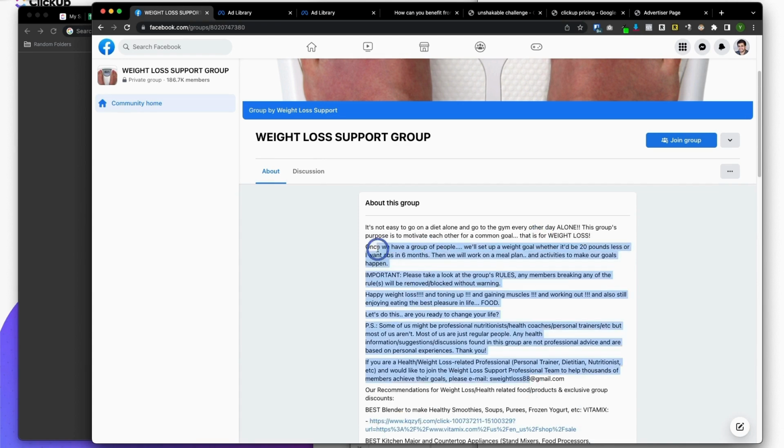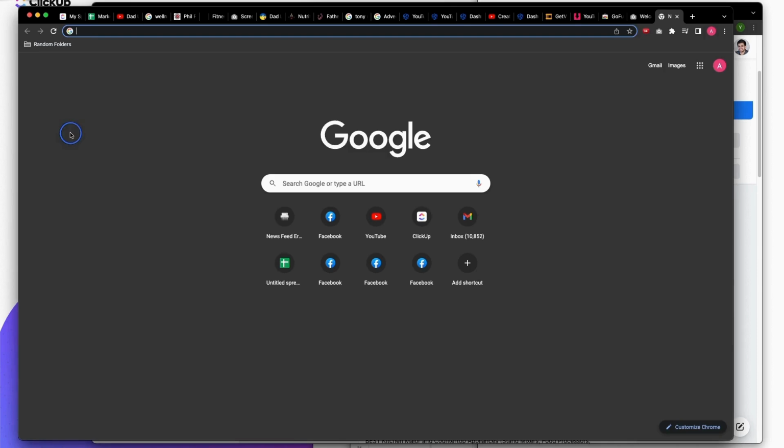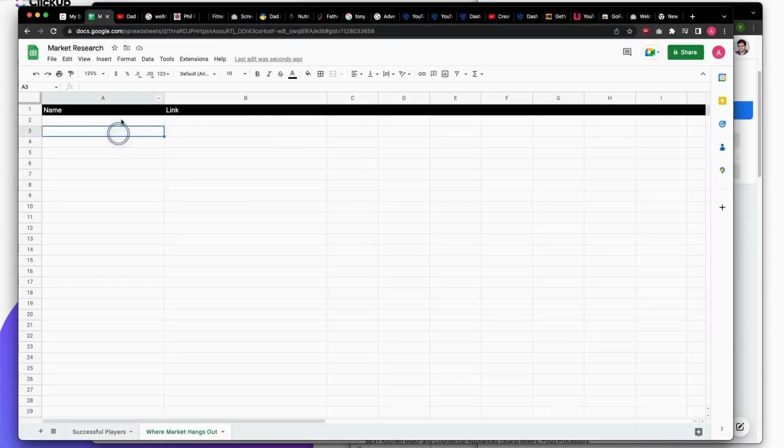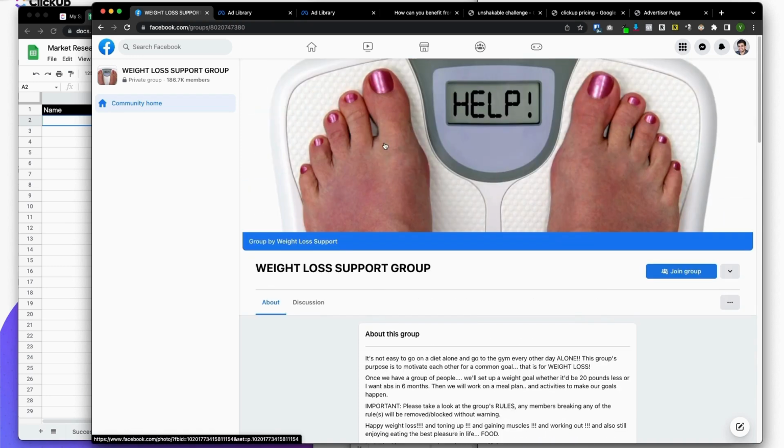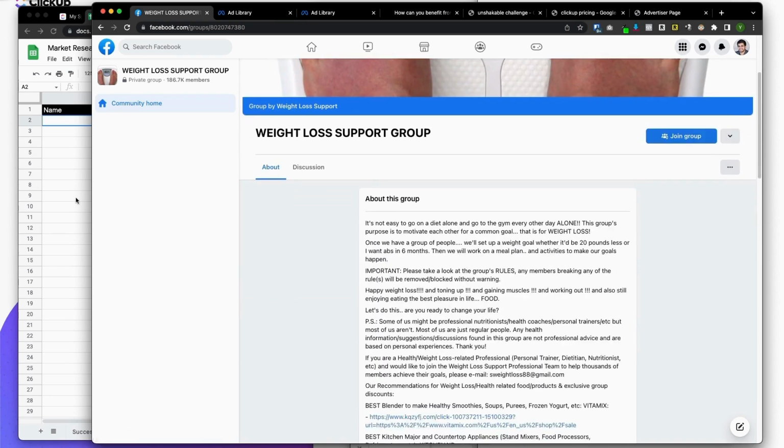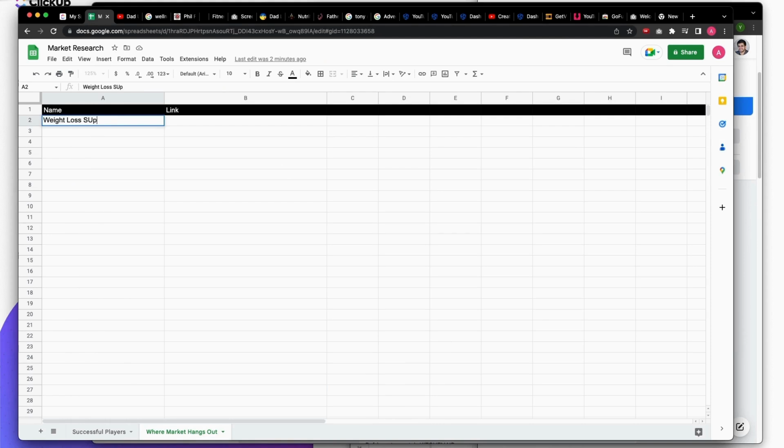This is a whole bunch of stuff that we can pull in terms of what's going on. And so I might save this. This is where the market is hanging out. I'm going to go over here to my market research, and I'm going to type in weight loss support group.